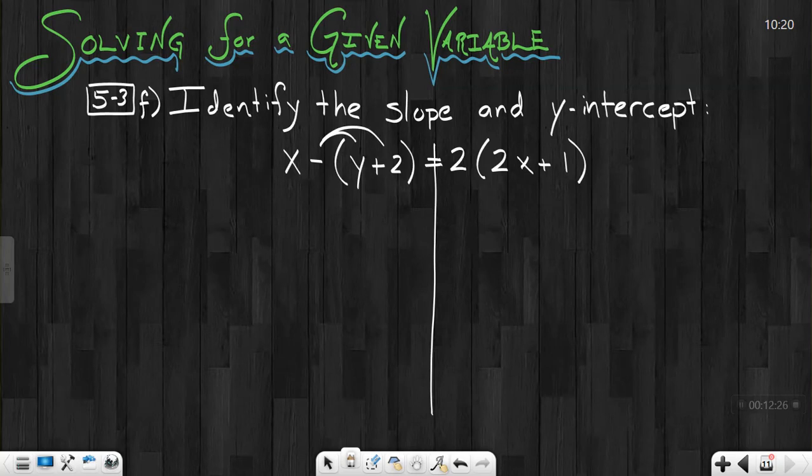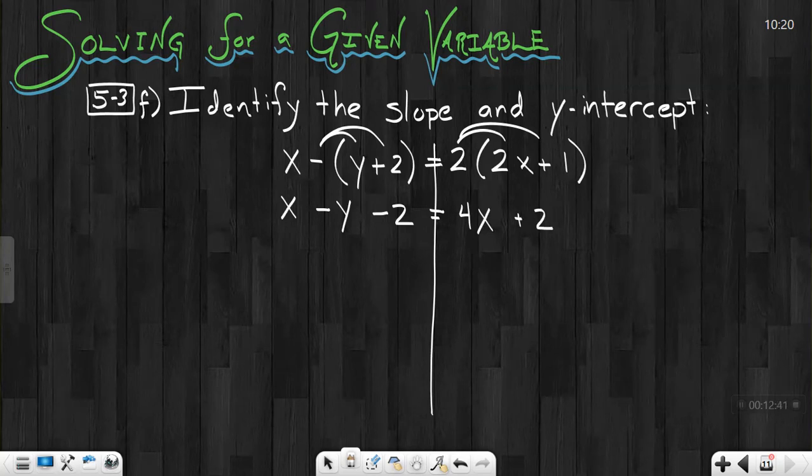We do not distribute the x. The x isn't going to be touched. But a negative makes everything the opposite. Y becomes -y. Plus 2 becomes -2. Over here, I am distributing the 2. 2 times 2x is 4x, and 2 times 1 is 2.